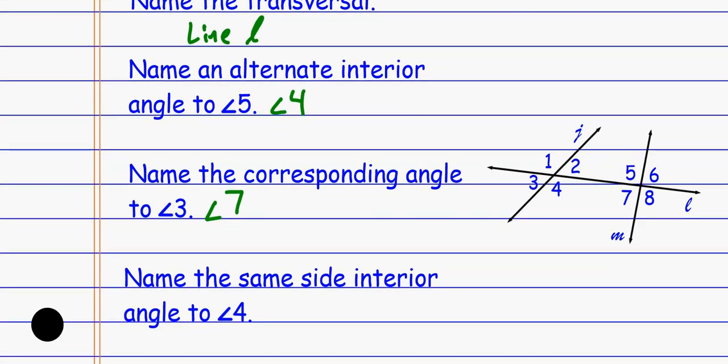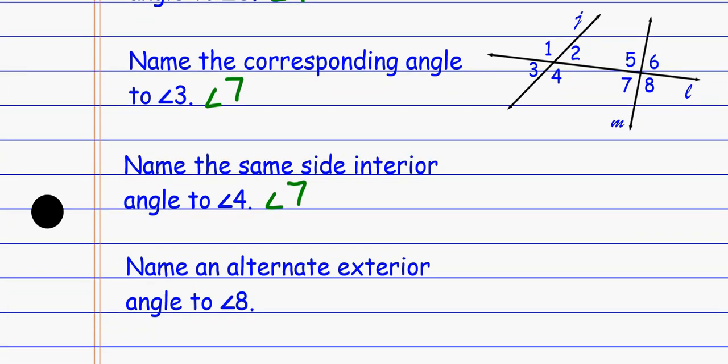The next one, same side interior to angle 4. So once again, angle 4 is an interior angle. When I look at the other group, the interior angles are 5 and 7. So the question is, same side interior, which one of those is on the same side as angle 4? Well, that's angle 7. Okay. And then this one, name an alternate exterior angle to angle 8. So once again, angle 8 is on the outside. So look at the other group. The ones that are on the outside are angles 1 and 3. But I want the alternate exterior, so I have to look and say which one's on the other side of the transversal. Well, that would be angle 1.